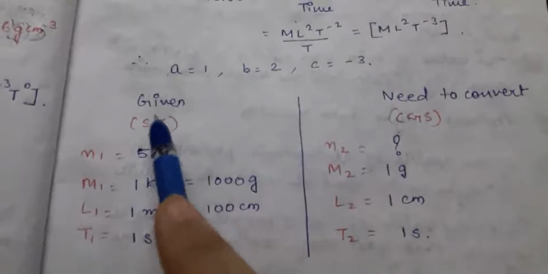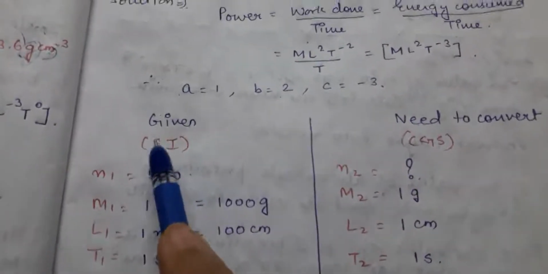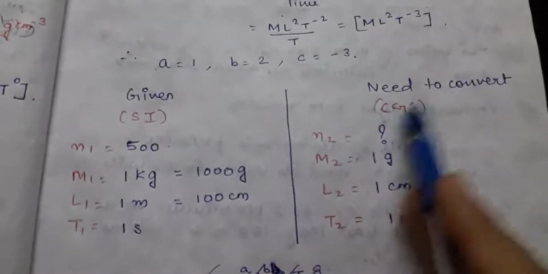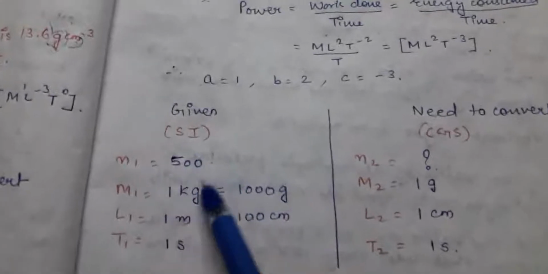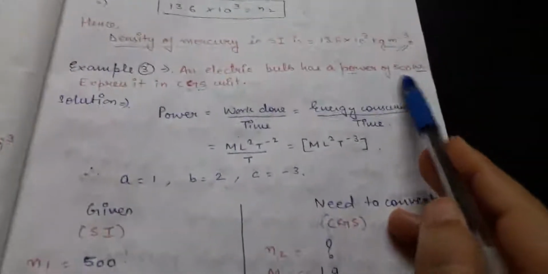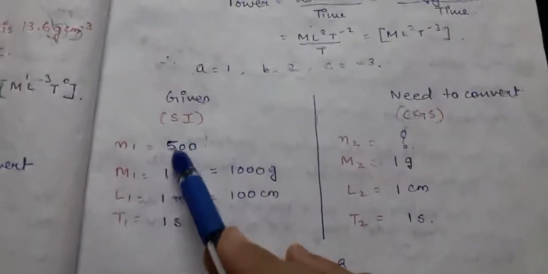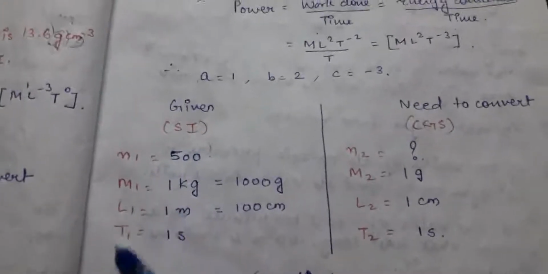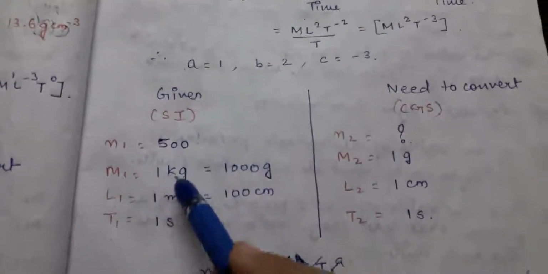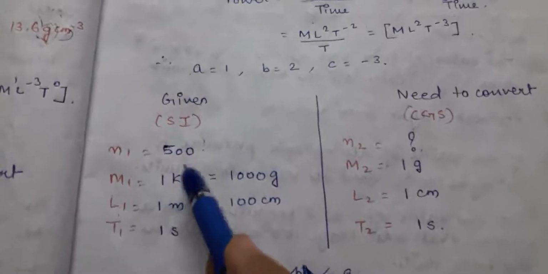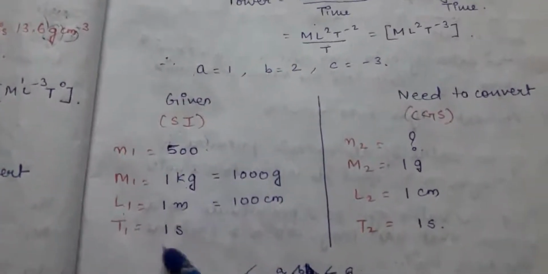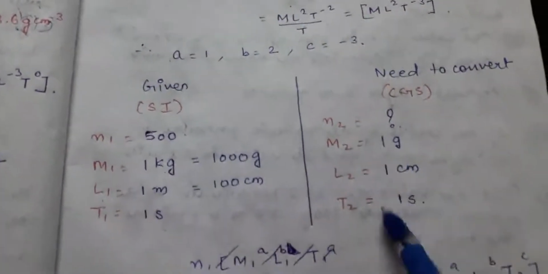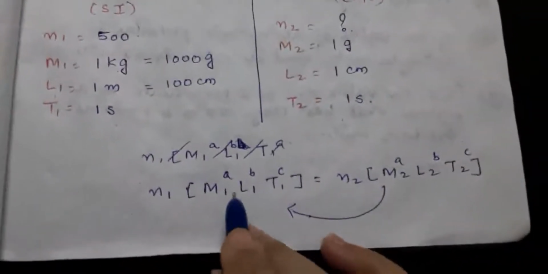Next, we have to write which system is given and which system we need to convert. The system which is given is SI, and the system in which we need to convert is CGS. Since the value of n1 is given, how much power is given? 500 watt. So n1 value will be 500. M1, L1, T1, because it is SI, so it is fixed. Mass will always be 1 kg, length 1 meter and time 1 second. So directly I am writing here, no need to discuss more. This is the formula n1 M1, L1, T1.